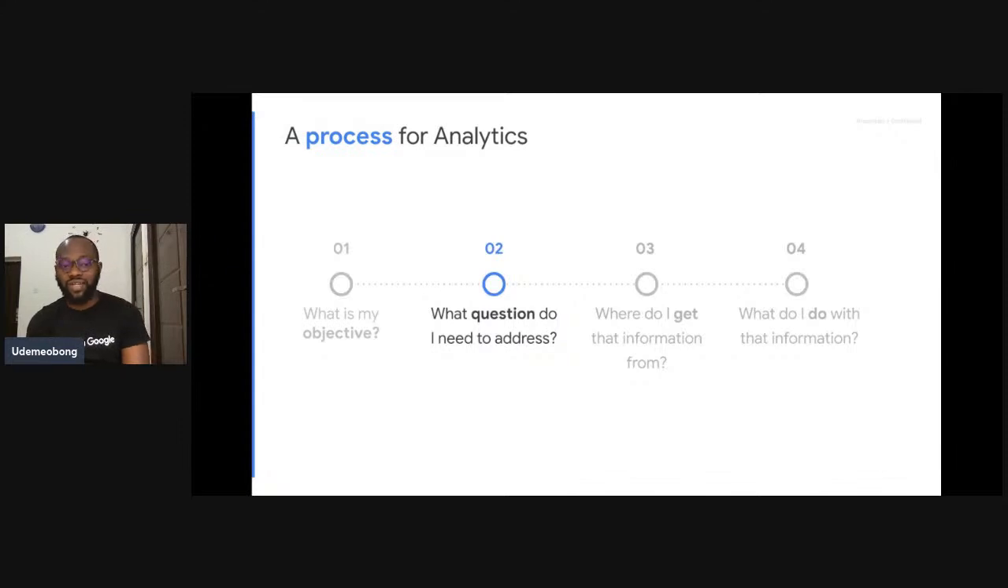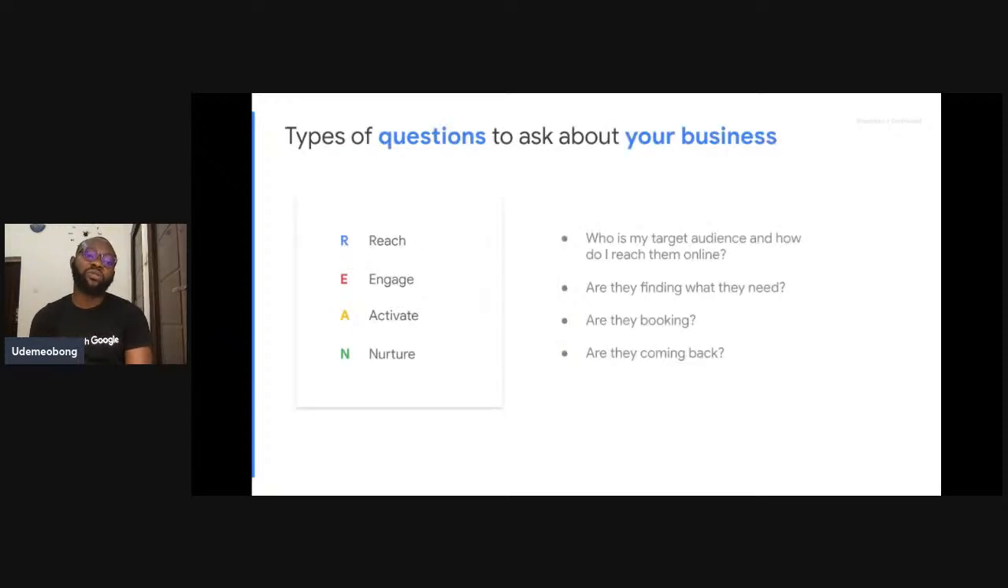So that's the second part. What questions do I need to address? There are different types of questions that you need to address, and you need to structure them. The way to structure is the REAM framework. The R stands for reach, which is more like asking yourself who is the target audience and how do I get to this audience? First of all, you need to know who your target audience is, and which platform you use to get to them. The second one is finding what you need, for the client, when they get to it, they are just finding the answer.